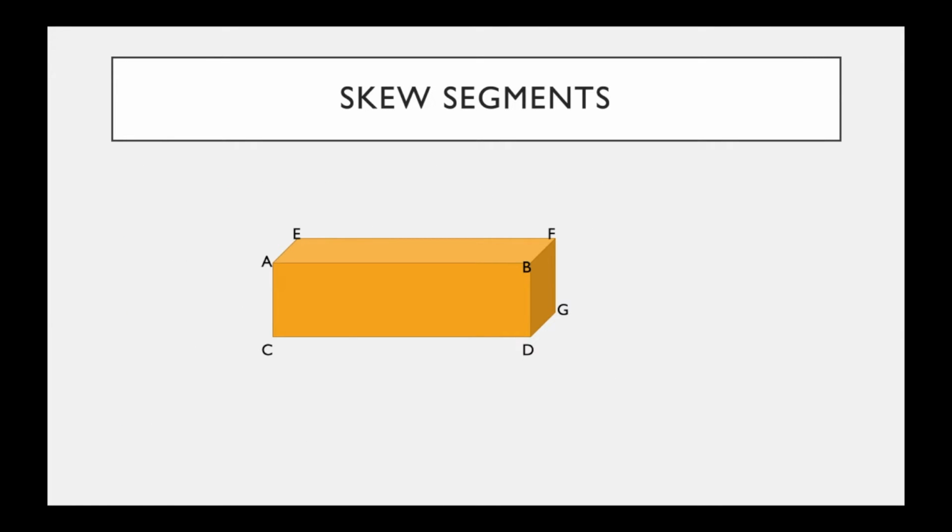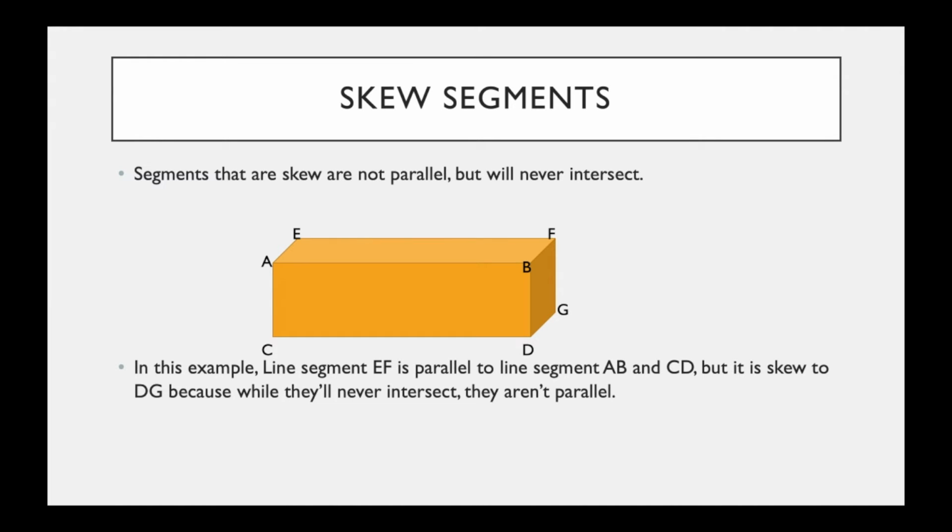Now there are skew segments. So it's possible for two line segments to be not parallel, but still never intersect. So in that case, if they're not parallel but will never intersect, they're called skew. And an example of that from this drawing would be if we look at line segment EF in the back there. That's parallel to AB and it's parallel to CD, but it's skew to DG. EF will never intersect DG. However, they're not parallel. You can tell they're obviously going in different directions, but they won't intersect because this is three-dimensional space. And because of that, they're what are called skew.